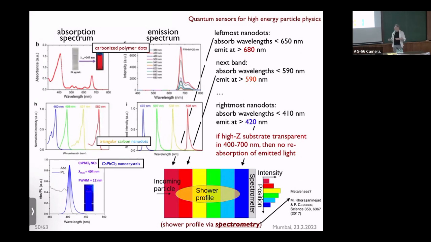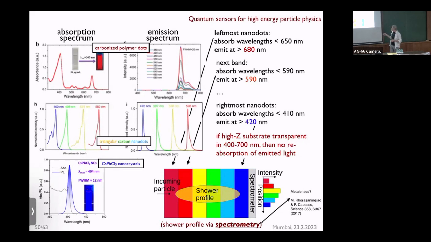All this light is then measured at the end of the calorimeter via a spectrometer, which measures the spectral intensity of the light. That spectral intensity tells you how much light was produced in each layer. From it, you can then reconstruct the depth profile of the shower produced by the incoming charged particle. This is something that is very nice to have in terms of calorimetry at high energies.